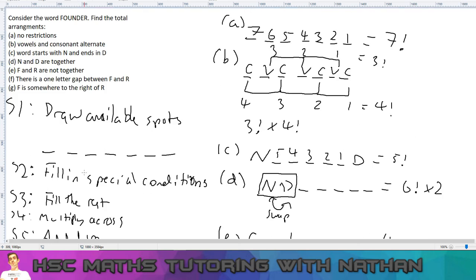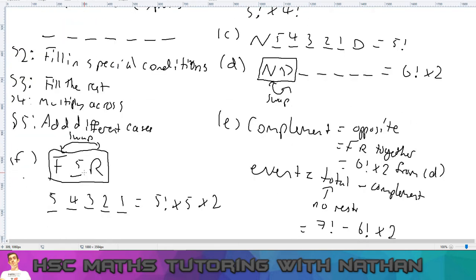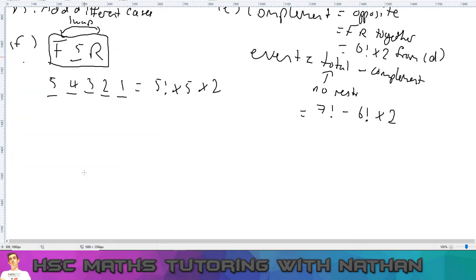And lastly, G. I like G. This is a really quick question. F is somewhere to the right of R. In an exam, I wouldn't expect you to write this out, but I just want to illustrate. F is somewhere to the right of R.